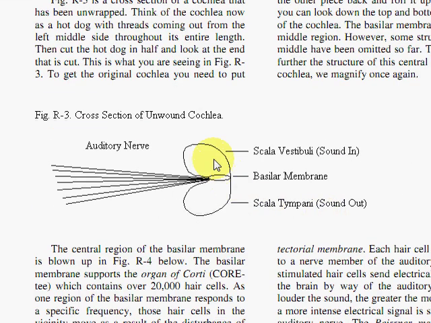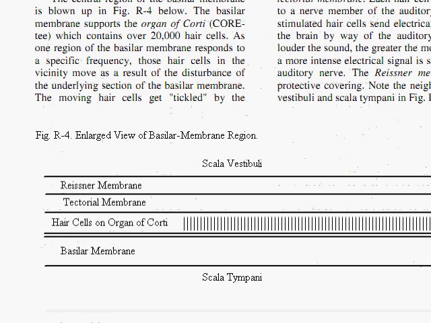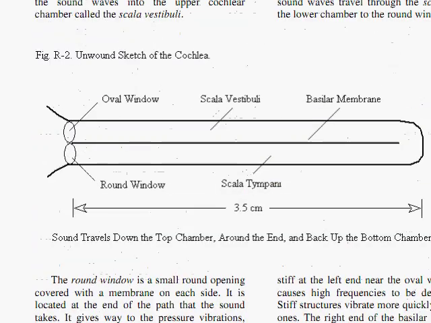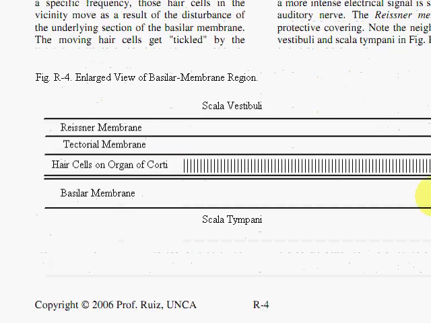So we do that. We see the scala vestibuli at the top. We have the scala tympani down here, so sound comes in here, crosses over depending on the frequency, comes out here, and the auditory nerve takes the signal to the brain. So what about this middle region here? What about this line here that goes across here? Let's blow that up. That's where the action takes place.